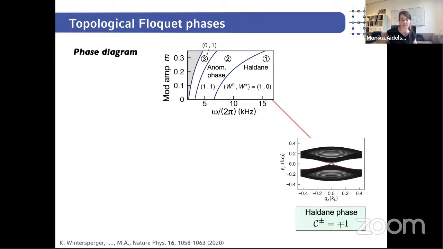Okay, so let me show the spectrum for a finite system. So this is a semi-infinite strip where we can calculate the spectrum and also see the edge modes appearing. So here they are at 0 energy, and the Chern numbers of the two bands are plus and minus 1, as expected for the Haldane phase.